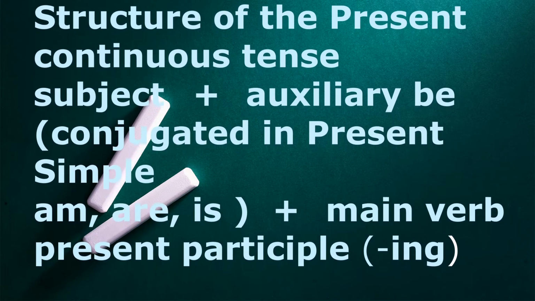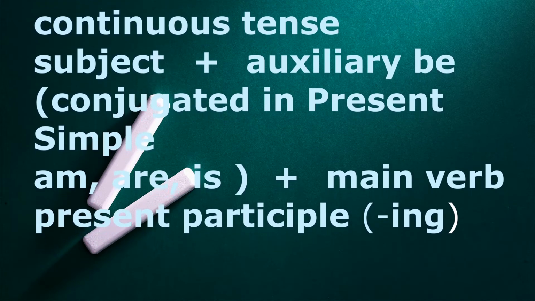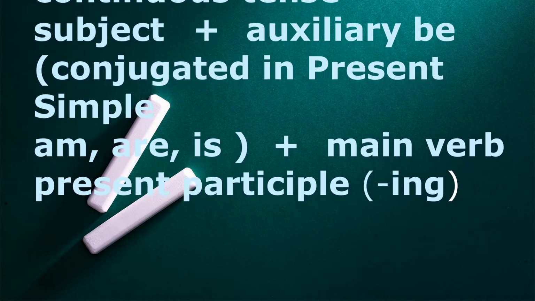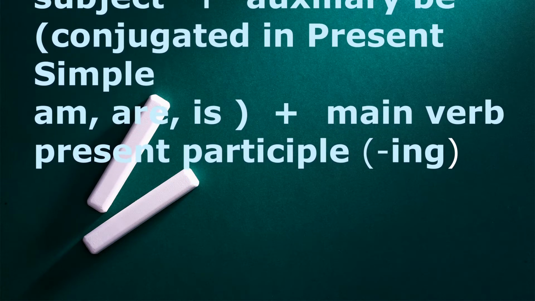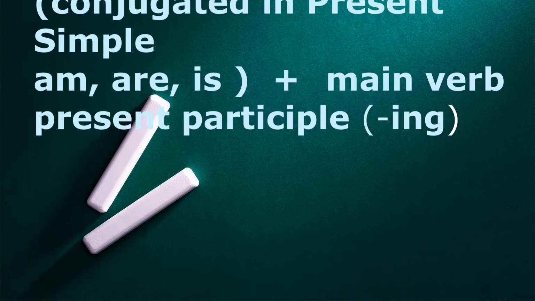So the form is subject plus auxiliary be plus present participle of the main verb. So how do we make the present continuous tense? By adding ing to the base verb. It's simple. We just add ing.